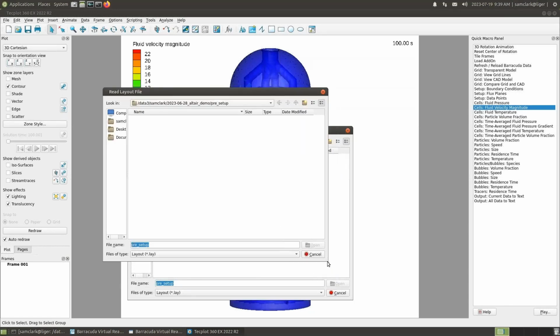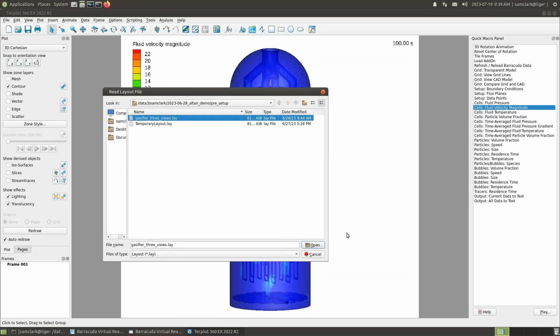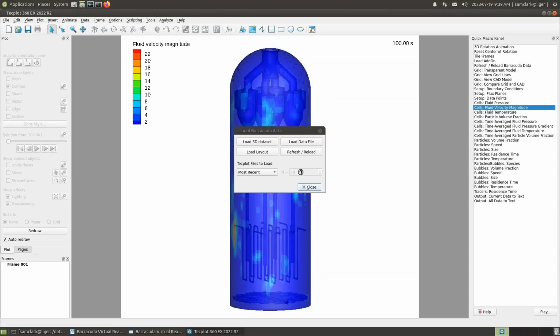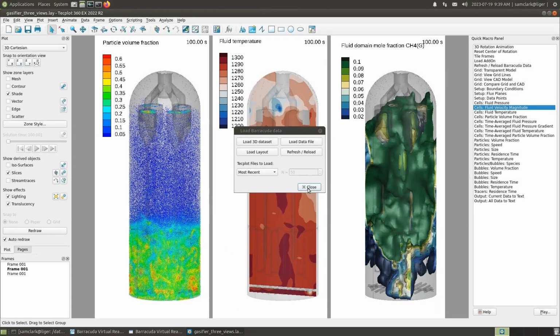So here, apparently my file system is really thinking here. And there we go. Sorry about that. And I'll say, no, I don't want to save those changes, but I do want to load this layout.